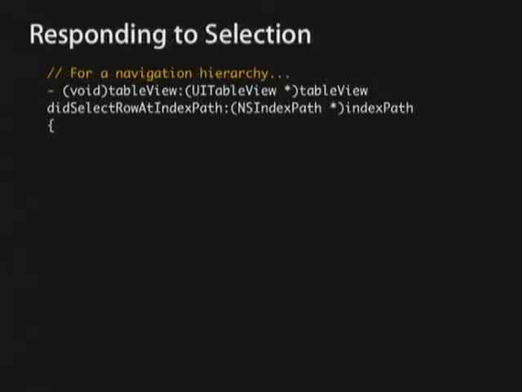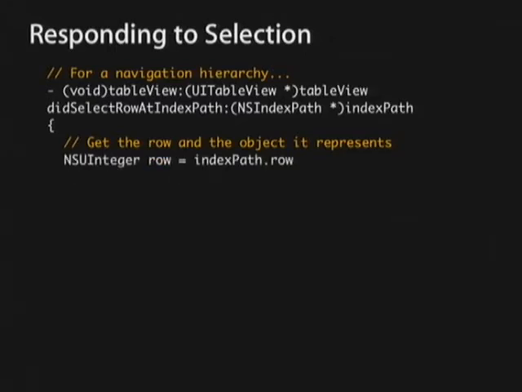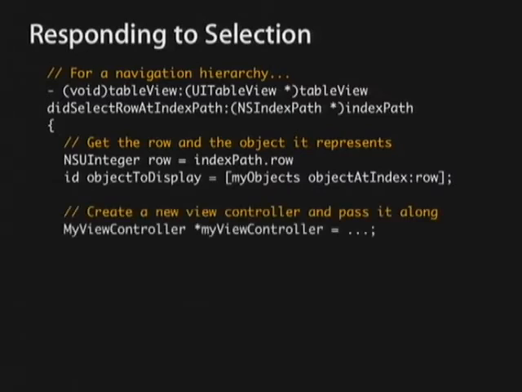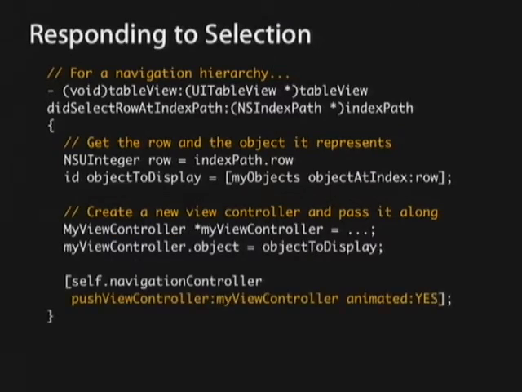So if we're going to do something like that where we've got a navigation hierarchy, in our did select row at index path, we'll get the row, the object it represents. So ask the index path for its row, find out what object in our model that represents, create a new view controller, set up the object, and then just push that view controller onto the stack, and that'll automatically do the animation that you saw.